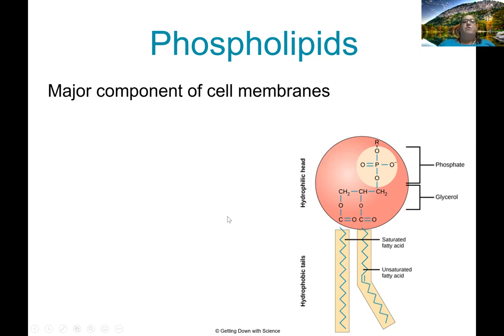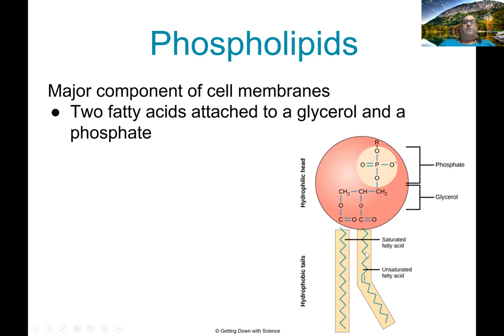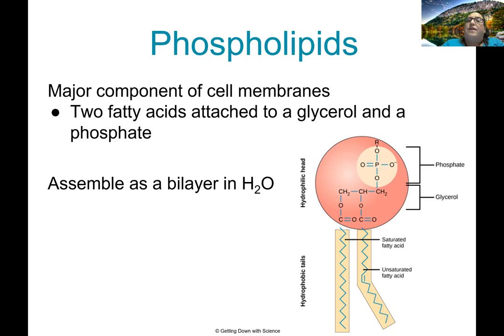Okay, so these are the major component of cell membranes. We have two fatty acids, so that's what the tails are, attached to a glycerol, and that glycerol has a phosphate group on it. So that's what makes the head, the glycerol and the phosphate, and then the tails would be the fatty acids. When they are placed in water, they actually naturally assemble as a bilayer. So what happens is the tails will get hidden in the middle and the heads will face outward, and it forms like a little ring so that we're protecting the heads.